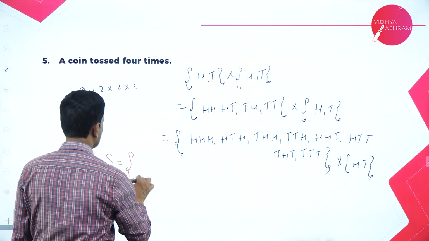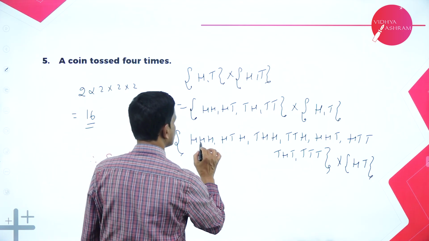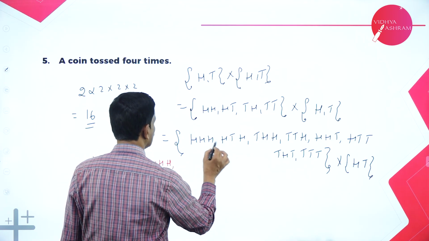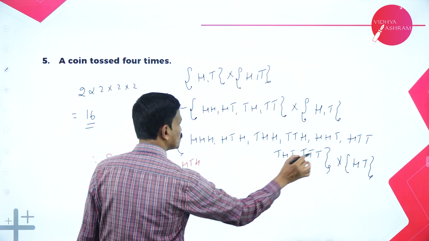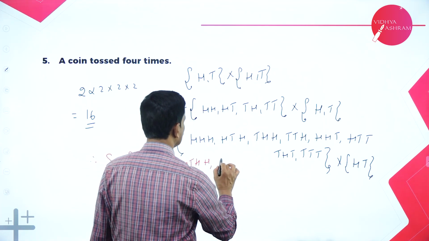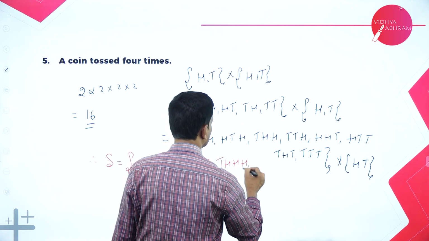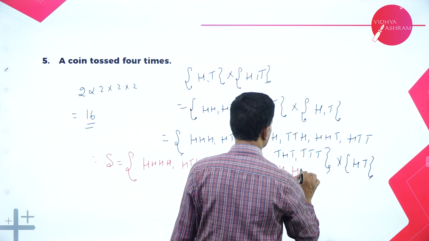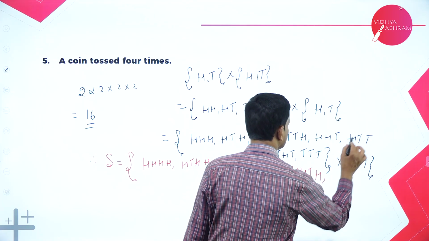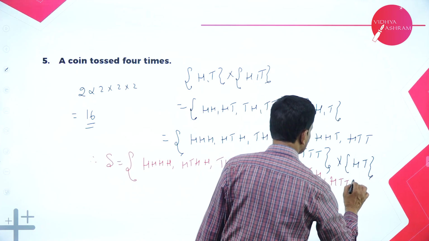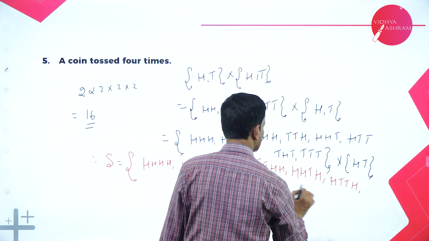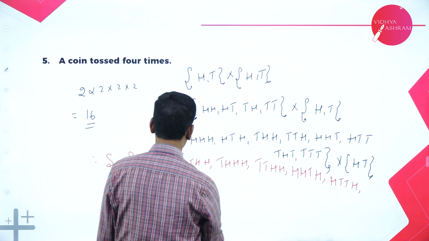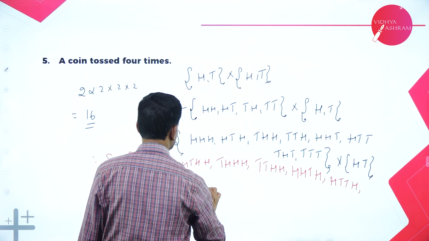So, therefore, S is equal to, just multiply it. So, first take this h, h, h and h, then h, t, h and h, second element, third t, h, h and h, then t, t, h and h, then h, h, t and h, h, t, t and h, again this one t, h, t and h, again t, t, t and h.